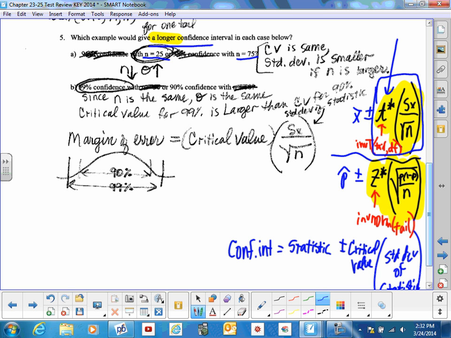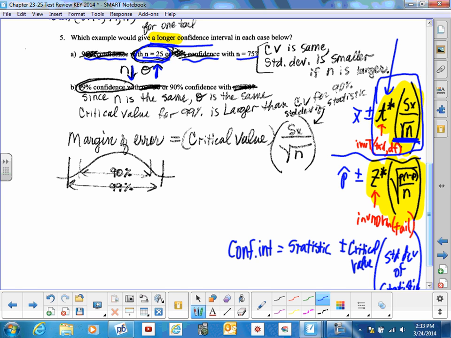So, if you look at part A, the confidence is the same. So, what's different is the sample size. N is 25 or 75, and so if I'm going to make this bigger, then that makes your N smaller. Because N going down makes your standard deviation going up. And if this is a bigger number, then your margin of error is bigger.